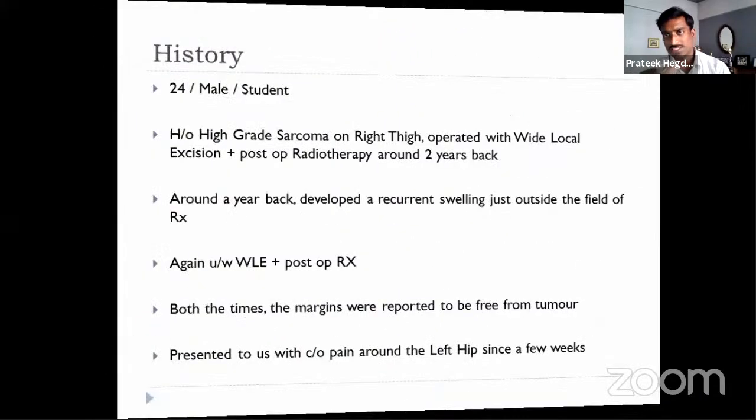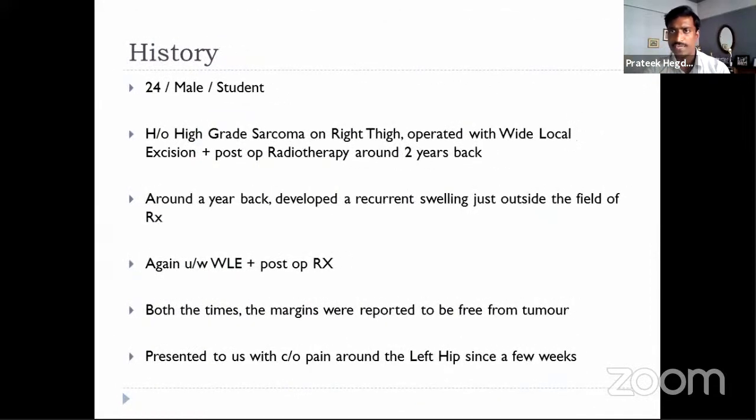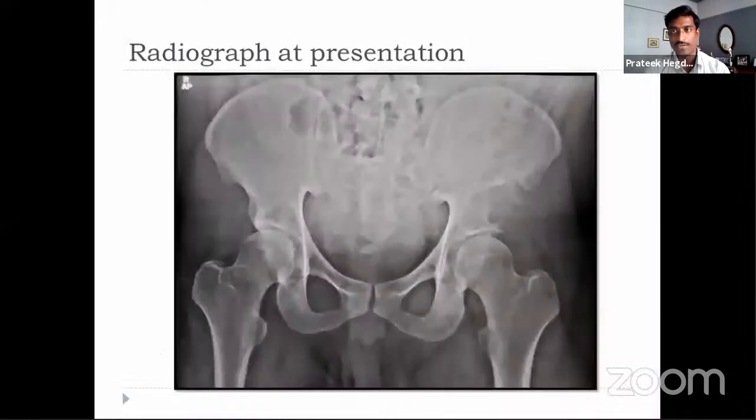So just a brief history. It was a 24-year-old male student who came with a history of high-grade sarcoma of the right thigh, operated with wide local excision and post-op radiotherapy around 2 years back. Then when he was on follow-up for that, he developed a recurrent swelling which was just outside the field of the radiation. Again, he underwent wide local excision and again post-op radiation. Now on follow-up for that, he experienced pain in the left hip. What is important here is that the pain is now on the opposite side from where he presented. So he got a radiograph done and this is how he presented.